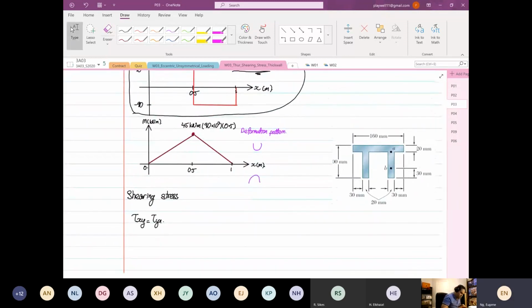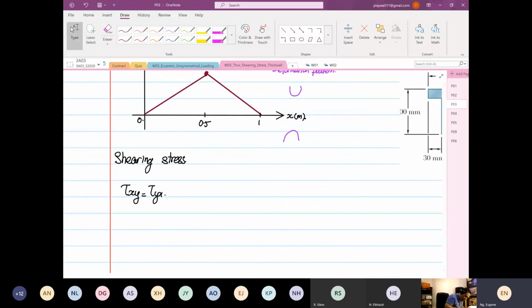So from here, we know that shear xy is equal to shear yx, and the shear is in the y direction. So it's Vy, and this will be equal to Vy Qz over Izz multiplied by thickness. So we're going to apply rule number 1, which is that V and I are what? A constant. Yep. So this is rule number 1.